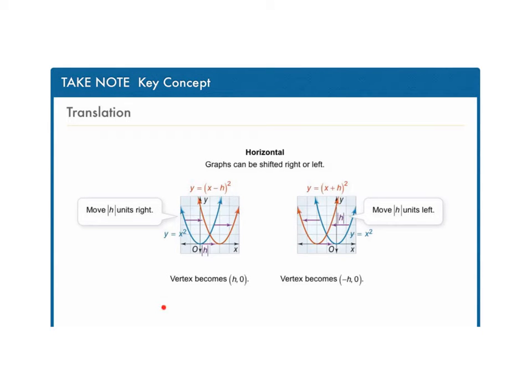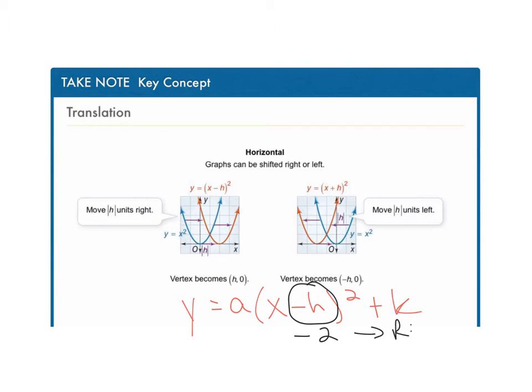Remember your equation, which is y equals a times the quantity of x minus h squared plus k. To move a graph horizontally, we're going to talk about adding a number in to this h spot. If I wrote a minus 2 there, the graph would actually shift to the right 2 units. If I wrote positive 2, it would shift left 2 units. So it's going to be opposite of what you would think.